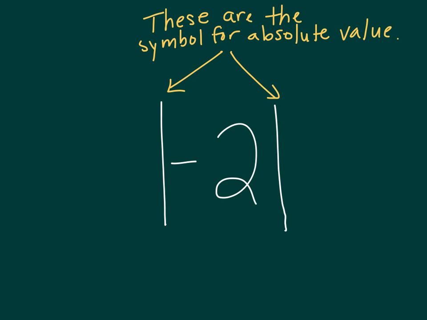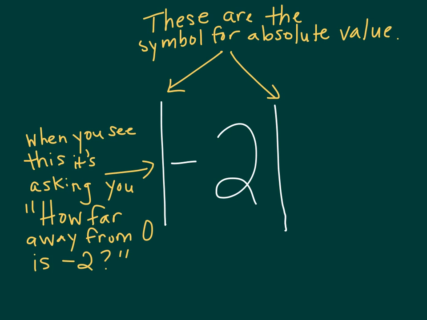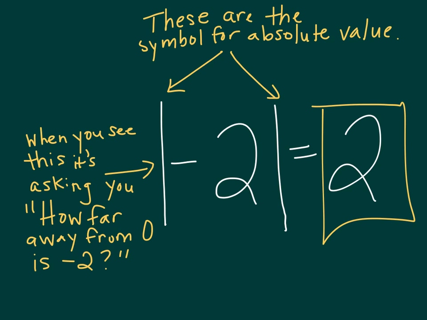These are the absolute value symbols that we use. They look like parallel lines around the number. So really this is actually asking us a question. And the question that's going to come to mind when you see these symbols is how far away from zero is whatever number is in here. So in this particular case, the absolute value symbol is asking how far away from zero is -2. And the answer, of course, is that -2 is 2 away from 0 on the number line. So the final answer is 2.